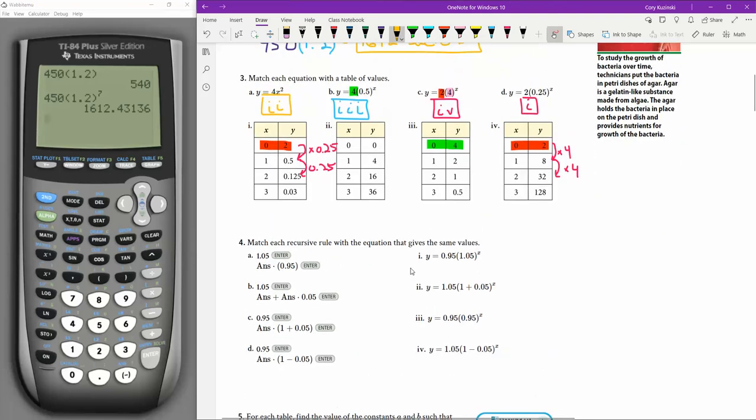Matching recursive rules with equations. All right, let's start here. Starting at 105. That could be this one or that could be this one. But we're multiplying by 0.95. There that is right there. So that is 4. As opposed to this one, which is multiplying by 1.05, which would be this one, right? Yep, there it is. So same starting value, but slightly different. So that's 2.